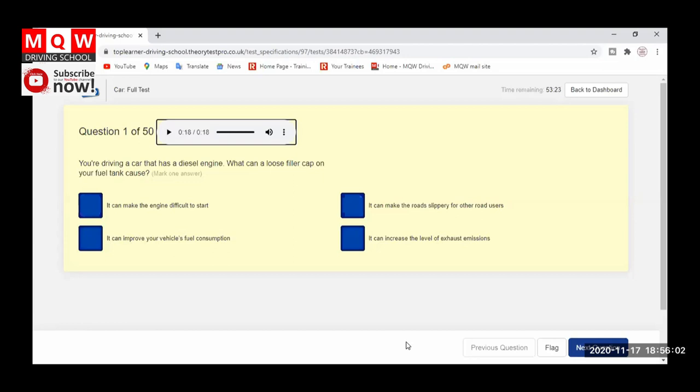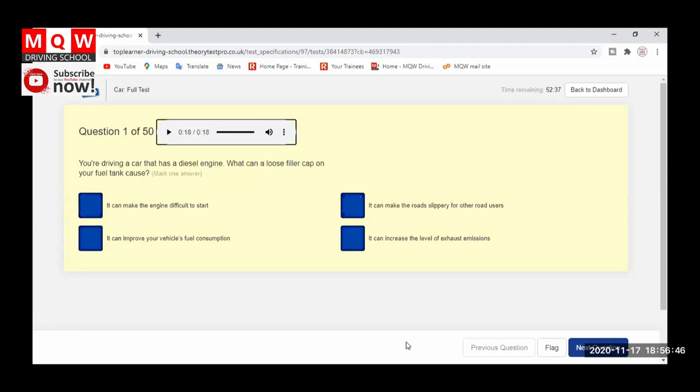So the first option does not apply, because if you have the fuel, the car will start. Next option, it can make the road slippery for other road users. Did they say that your fuel is spilling on the road? They didn't say this, did they? Yes, if you have a full tank and you go over humps and your car keeps jumping, it can overfill and drop on the floor, which can be bad for other road users. But if you see the question, they didn't say anything. So that can be wrong.